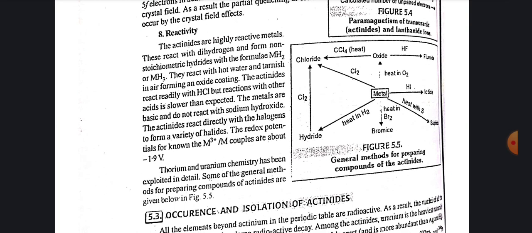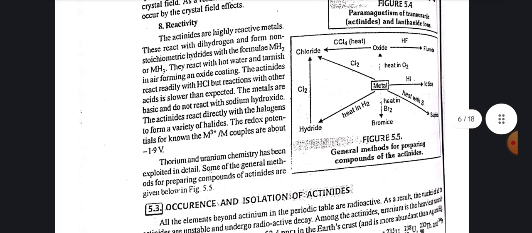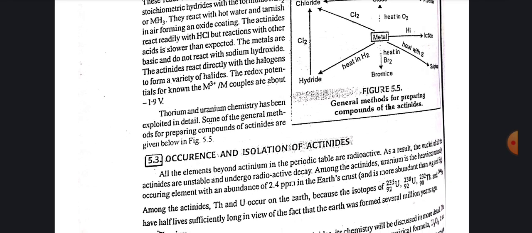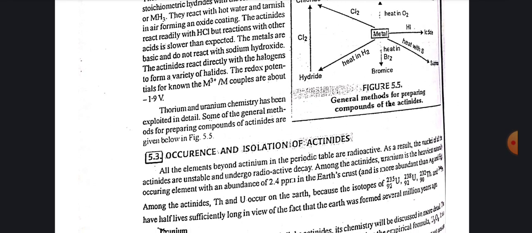Reactivity. The actinides are highly reactive metals. These react with dihydrogen and form non-stoichiometric hydrides with the formula MH2 or MH3. They react with hot water and tarnish in air forming an oxide coating. Actinides react readily with HCl but reactions with other acids are slower than expected. The metals are basic and do not react with sodium hydroxide.